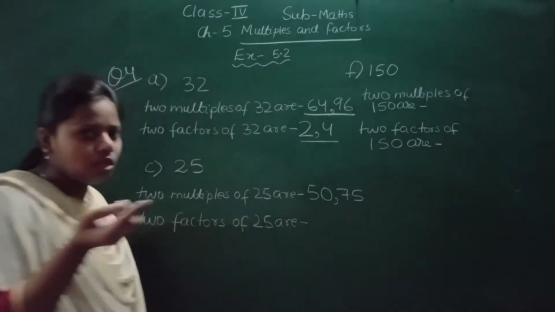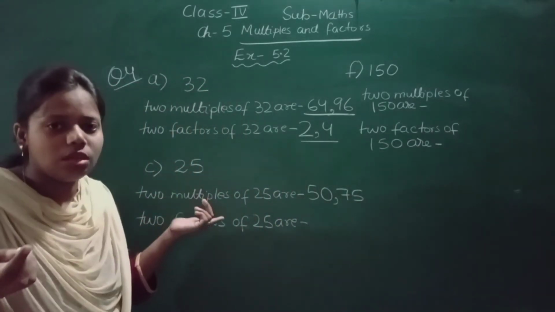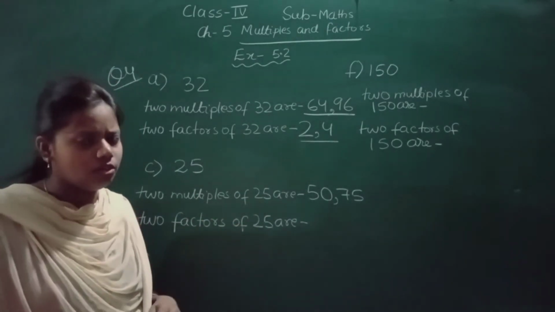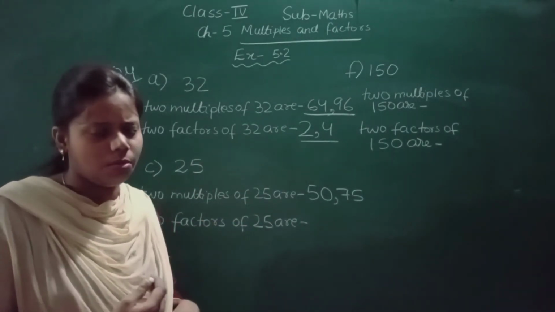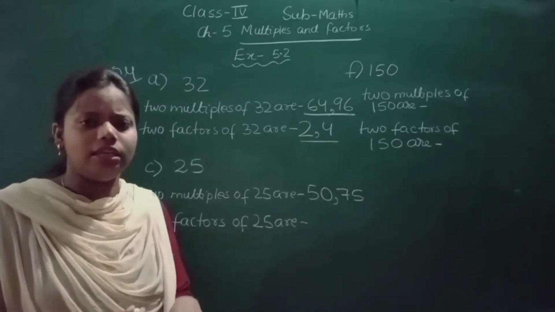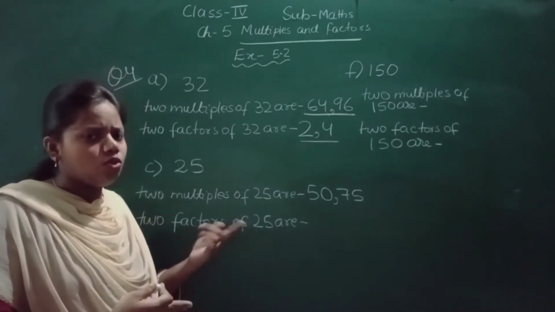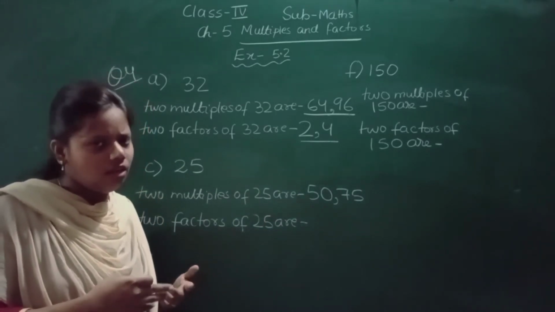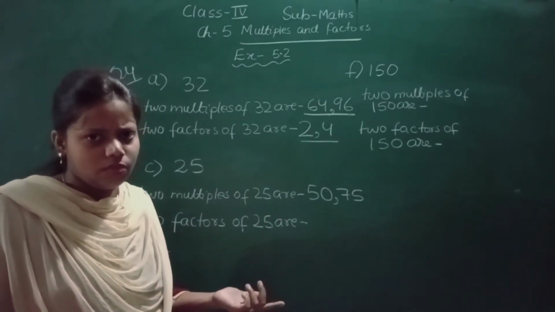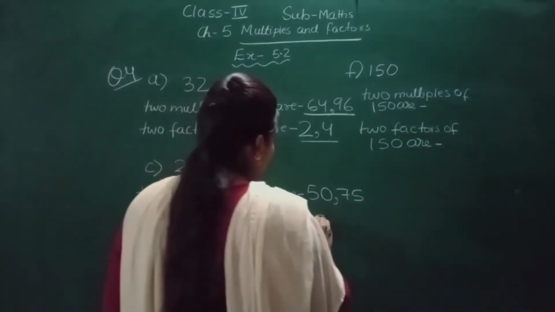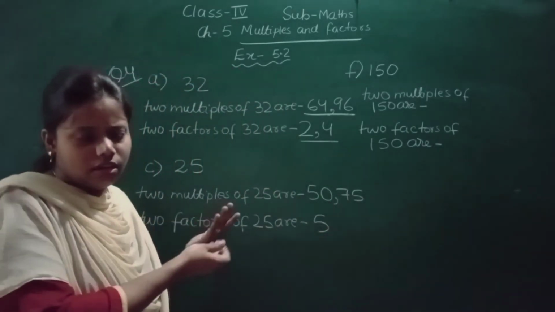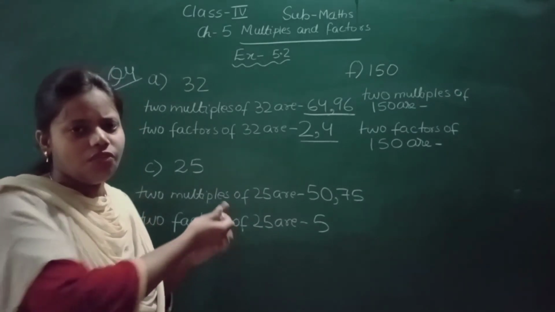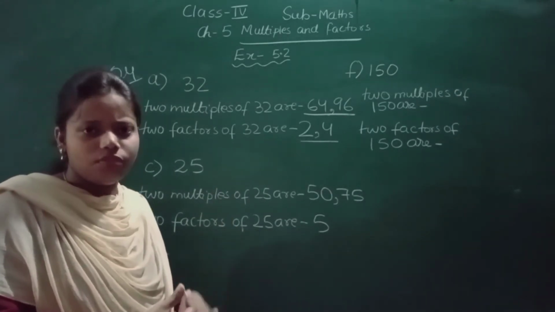Okay, so I have written here two multiples and two factors. In which table does this 25 come? Let us write the factors of 25. Now here you see that 25 will come in the 1 table, the 5 table and itself. So it has just 3 factors, that is 1, 5 and itself. But other than 25 and 1, we don't have any factors, no? Just 3 factors are there: 1, 5, 25.